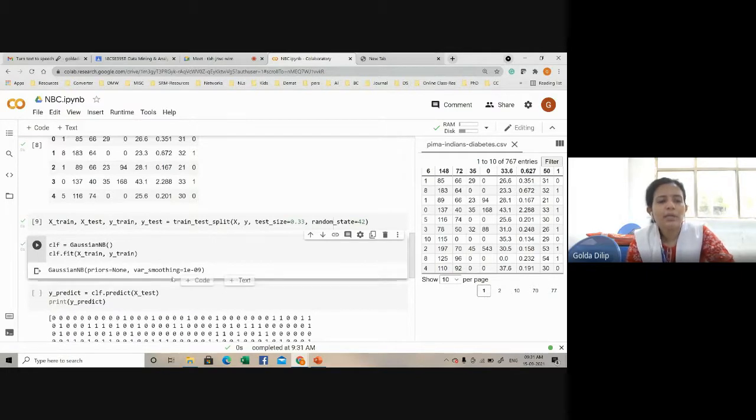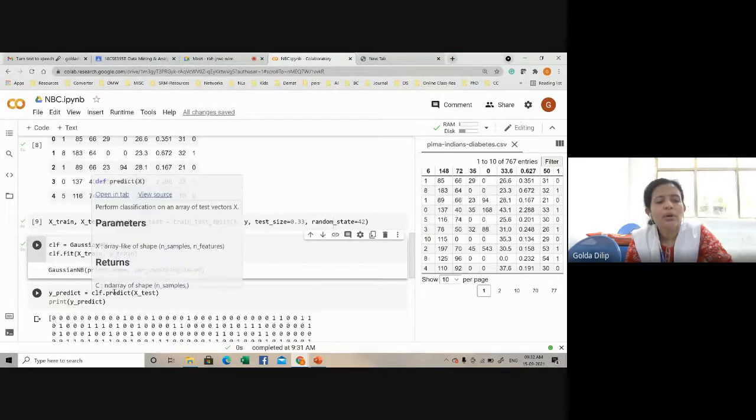In this particular step, we are specifically making use of the Gaussian naive Bayes classifier. It assumes the likelihood of features to be Gaussian or normally distributed. So I'm assuming it to be a Gaussian naive Bayes classifier. It's nothing but an extension of your original naive Bayes classifier itself.